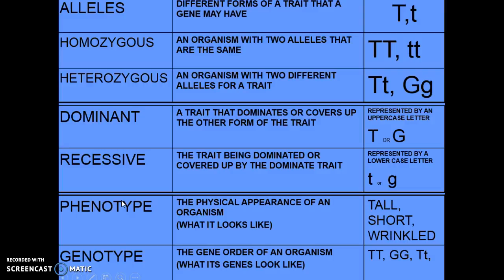Allele, if it has allele, it's just a gene. It's a trait. It's a gene on your chromosome. DNA, it's just your DNA. Remember, DNA codes for certain traits like eye color, hair color, protein.